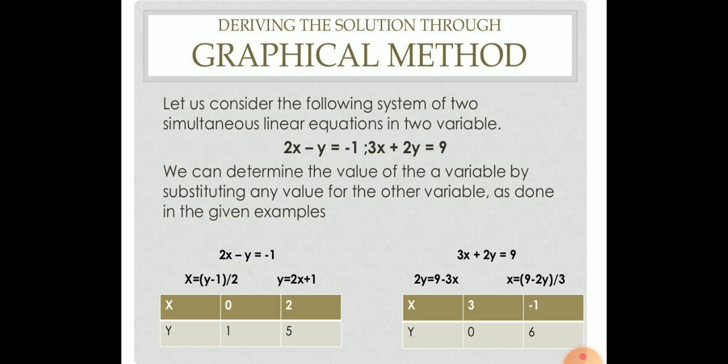Okay, then we have the first method to solve these types of equations: deriving the solution through the graphical method. This is the first method, and you performed the same in class 9th also. But in class 9th we had only one linear equation, and in class 10th we have two linear equations in two variables. So firstly you can make a table for 2x minus y equal to minus 1, and similarly you can make a table for 3x plus 2y equal to 9. So you made a table for these two linear equations.